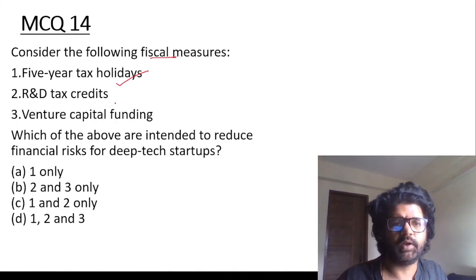Consider the following fiscal measures: 5-year tax holidays. All of these things are needed. So the answer is D, 1, 2, and 3.